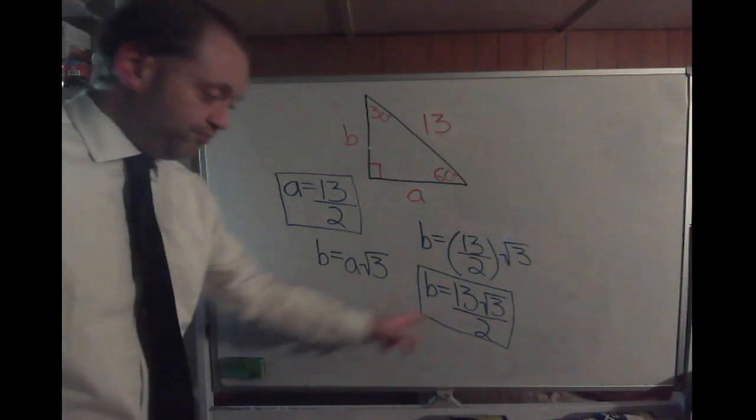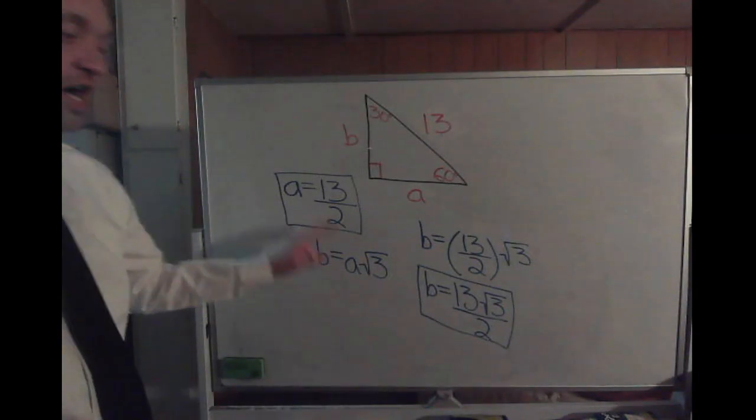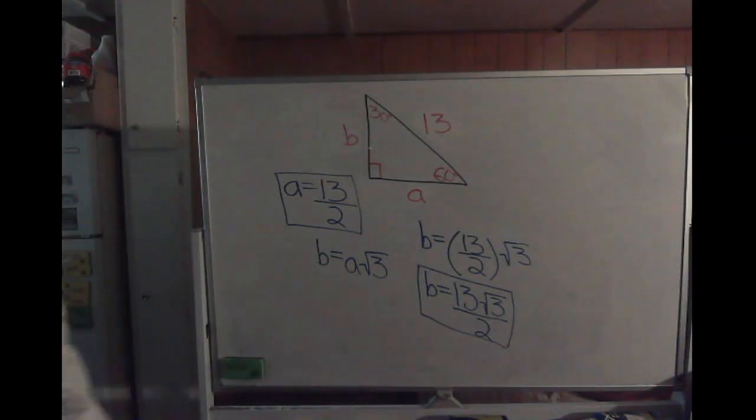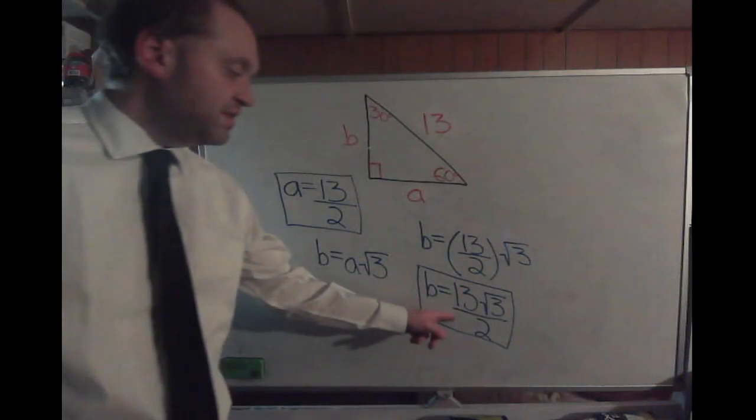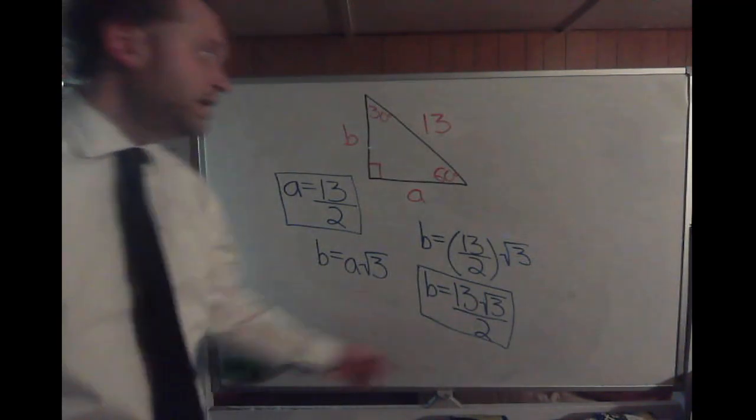So that's really why I left it in the improper fraction form, since we're going to have a radical. But A has a length of 13 halves, B has a length of 13 times the square root of 3 over 2.